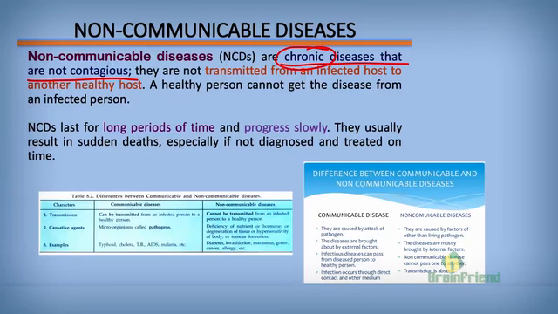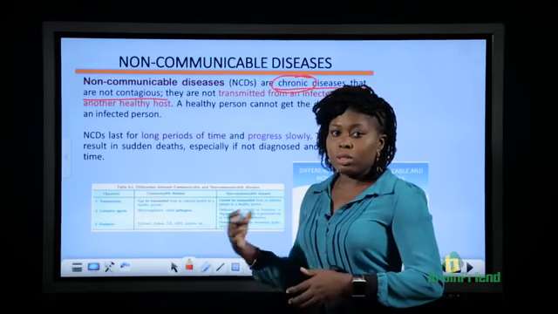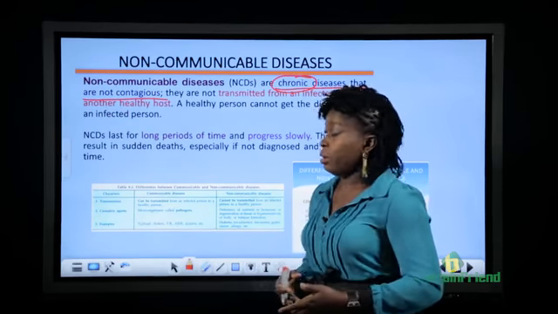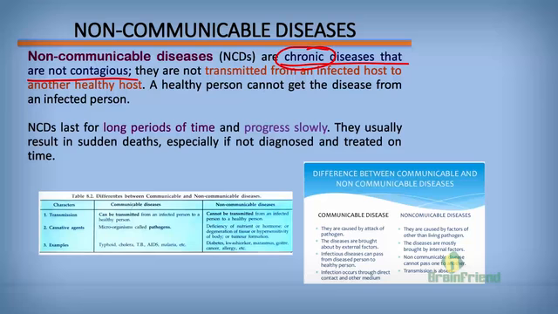Another way we can define a chronic disease is a disease that lasts for a very long time without disappearing. It is just there. So non-communicable diseases have these characteristics. They are chronic, and they are not contagious. A healthy person cannot get the disease from an infected person, so they are non-contagious. Non-communicable diseases last for long periods of time, and they progress slowly.